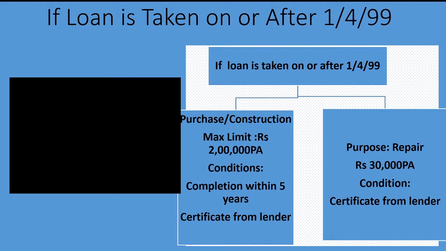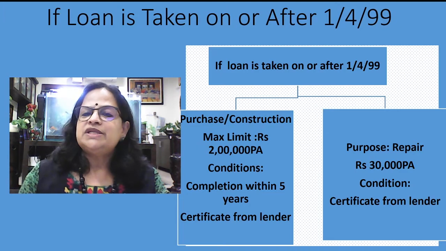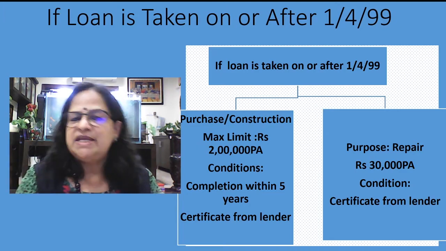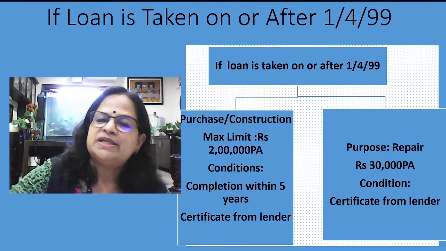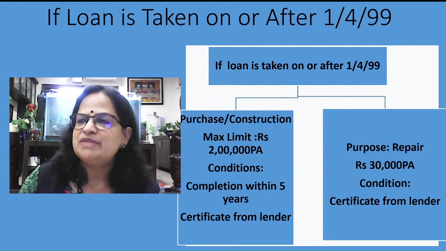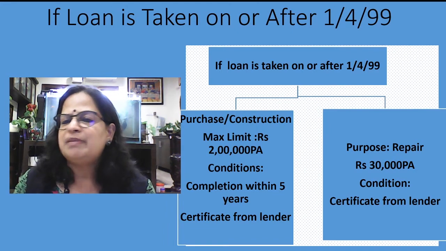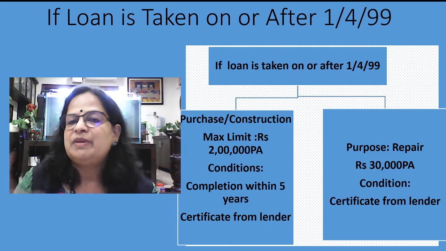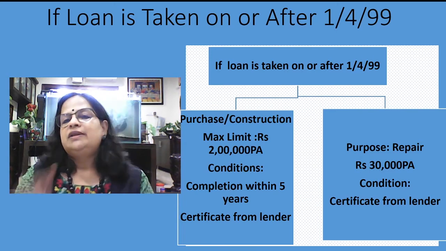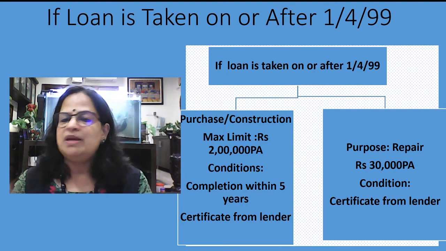I told you this is the certificate from the banker where you have taken the housing loan. Next point is purpose. See, for purchase and construction you are getting 2 lakhs per annum. But if the purpose is repairs, repairing the house property, sometimes some 10-year-old or 20-year-old house property, they may do some major repair. Then also they will approach the banker for a loan. So they can claim only 30,000. But if it's for purchase or construction, they can claim 2 lakhs. So the condition is the certificate from the lender, meaning the certificate is from the banker.